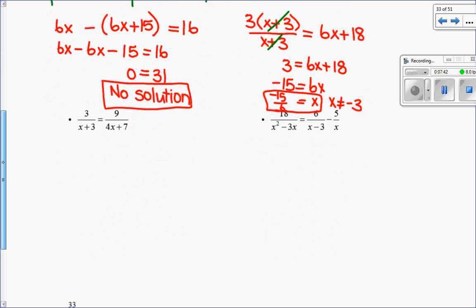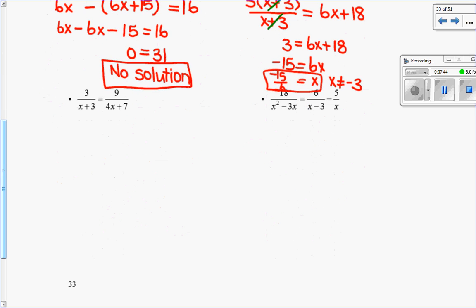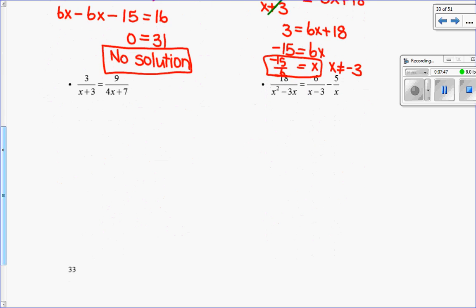Okay, next question. This is at the top of your next page, and it's 3 over x plus 3 equals 9 over 4x plus 7. Okay, now my common denominator, remember, is going to have this as one of its factors and this as the other factor. So my common denominator is going to be x plus 3 times 4x plus 7. So I'm going to multiply both sides of my equation by x plus 3 and 4x plus 7.